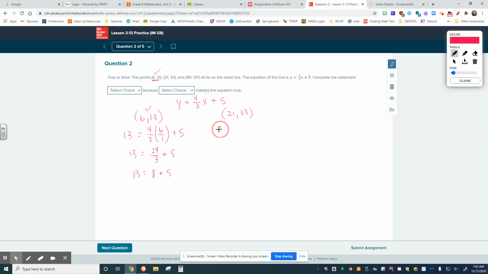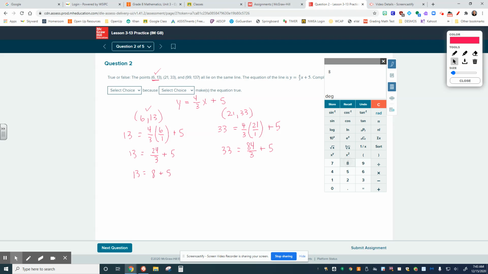So we need to substitute 33 for y: 33 is equal to 4 thirds of 21. And then we add the 5. 33 is equal to 84 thirds plus 5. I don't know exactly what 84 thirds is, so I'm going to go ahead and check that real quick.